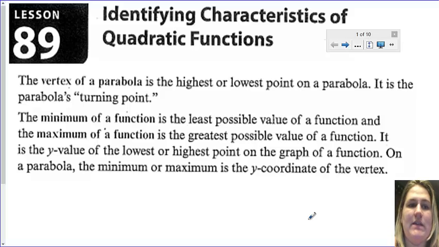What we're talking about today is Lesson 89, Identifying Characteristics of Quadratic Functions. The vertex of a parabola is the highest or lowest point on a parabola. It is the parabola's turning point.